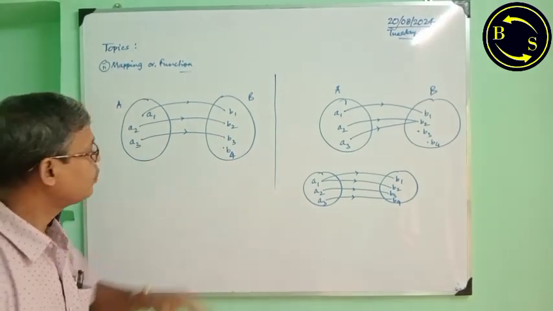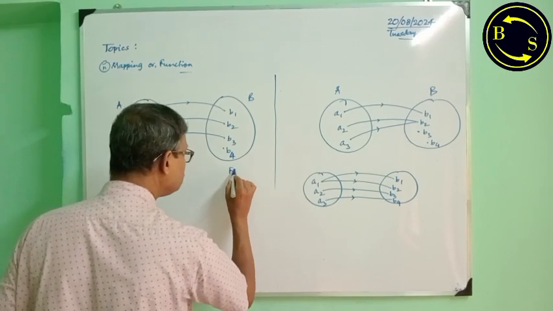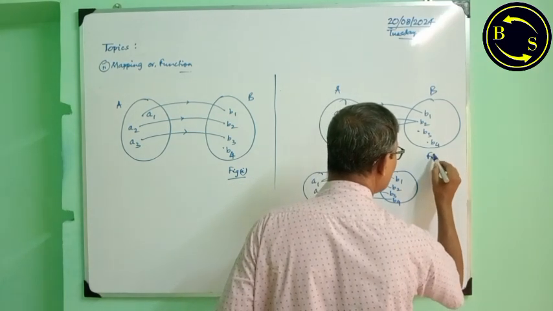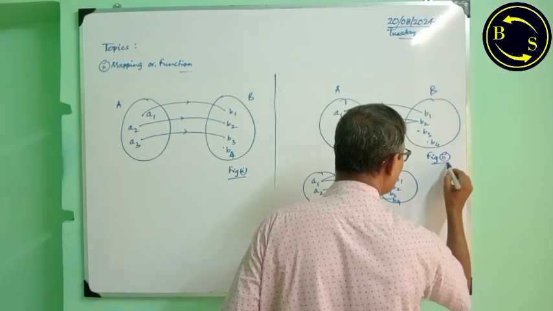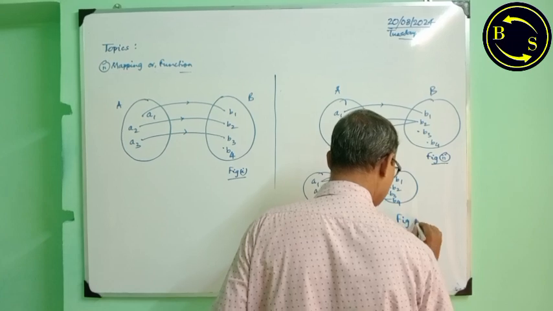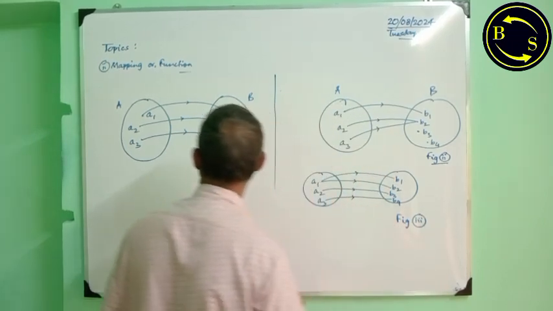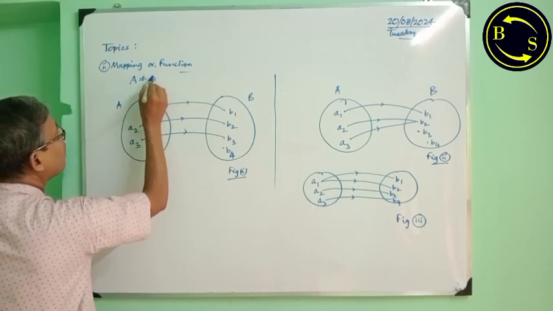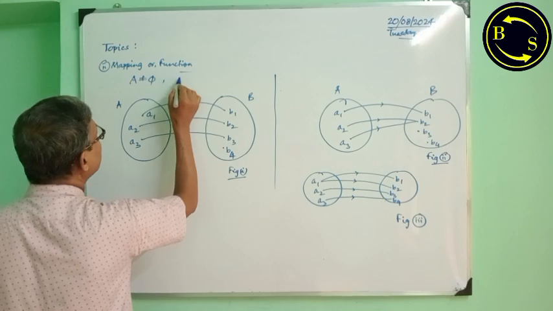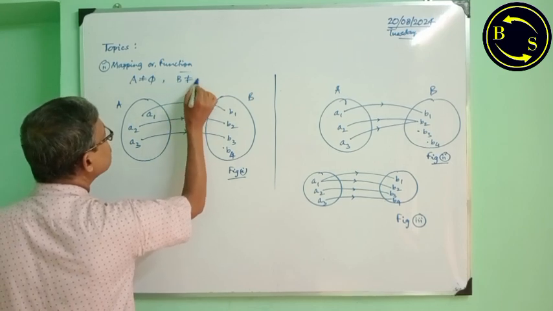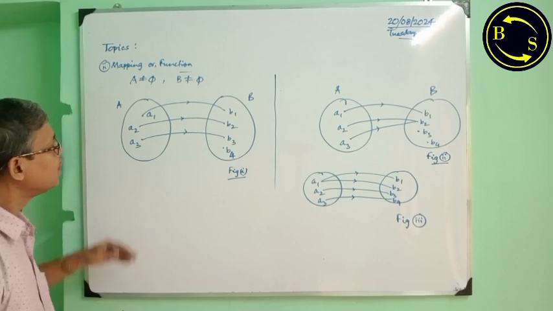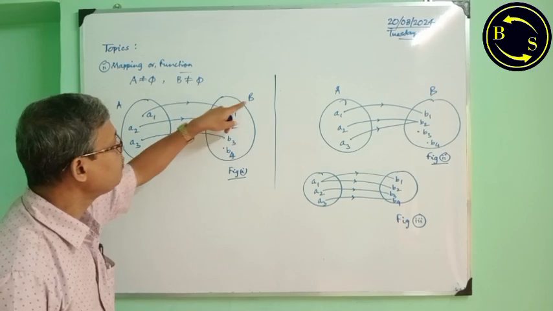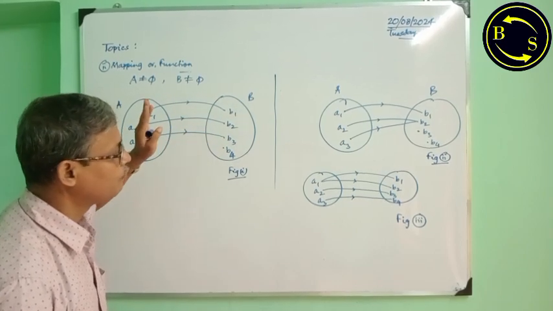I have drawn three figures. I call it figure 1. This is figure 2. And this is figure 3. And taken two non-null sets A and B. Taken three members of set A, A1, A2, A3, and four members of set B, B1, B2, B3, B4.